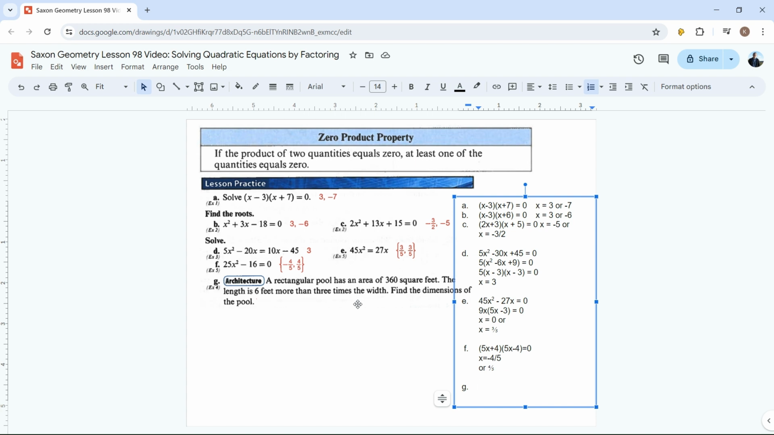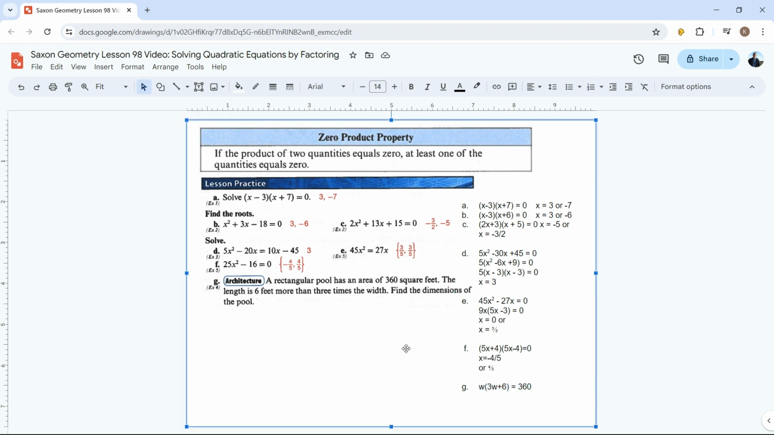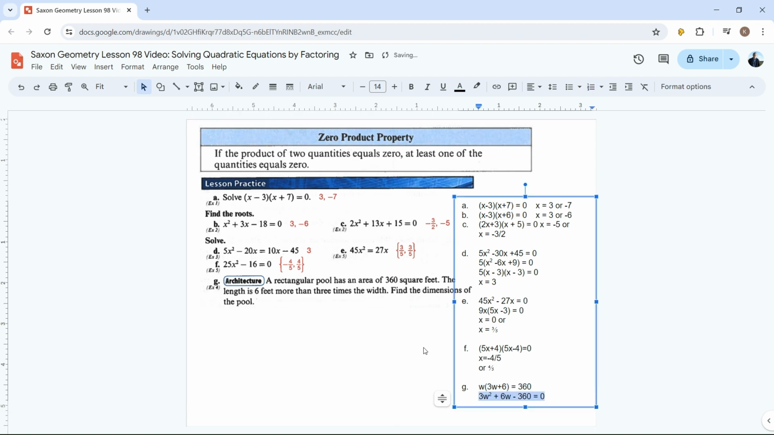The width I'm going to represent with W. The length is 6 feet more than 3 times the width, so 3W plus 6. That's going to look like this. W times 3W plus 6 equals the area, 360, length times width, okay? Next, I'm going to distribute this W. There we go. So it's going to be 3W squared plus 6W. Now I'm going to subtract 360 from both sides. And that gives me this equation here, minus 360 equals 0, okay?